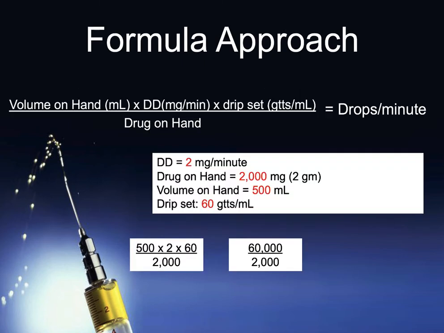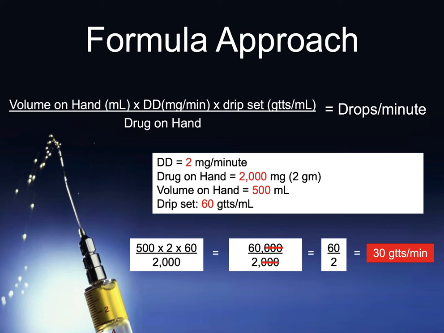So you can approach this using a formula, the formula we already did. You take the volume on hand, which was 500 milliliters. You take the desired dose, which we said was 2 milligrams per minute. You multiply that times the drip set that you have, which is a 60 drop set. And then divide that by how much drug you have. Remember, this has to be in milligrams. We put 2 grams in our bag, which means we have 2,000 milligrams total. If you do the math, that gives you your drops per minute, which is 60,000. You get rid of some zeros, that's 60 divided by 2, or 30. So you can see, you plug it into this formula.